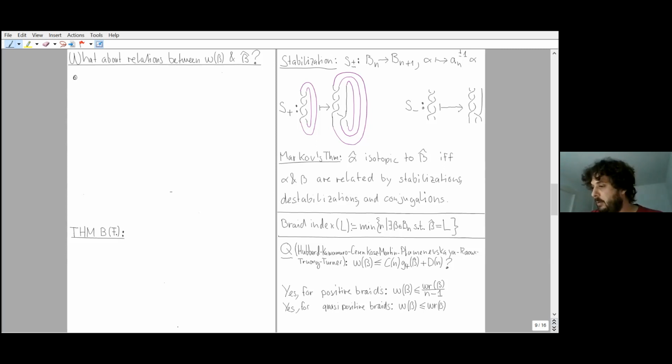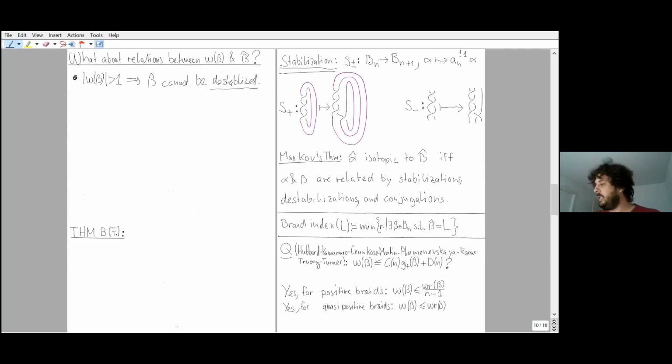And the first thing I want to talk about is if the fractional Dehn twist coefficient is strictly bigger than 1, then beta cannot be stabilized. And I should tell you what this means. So let's briefly go to the right and talk about stabilization.